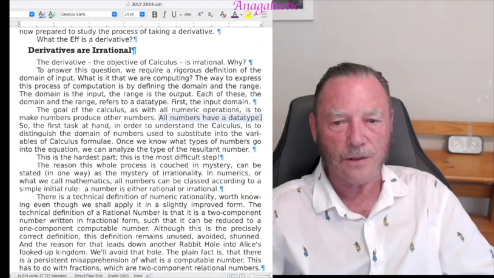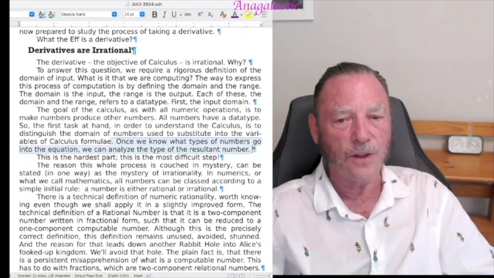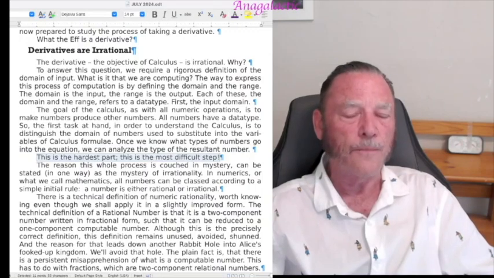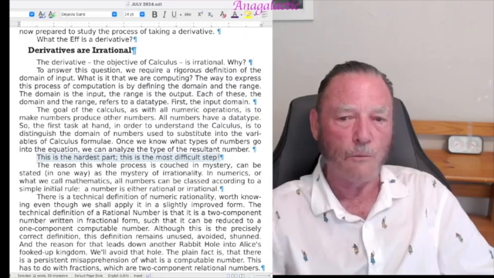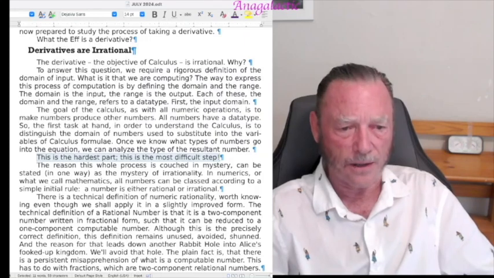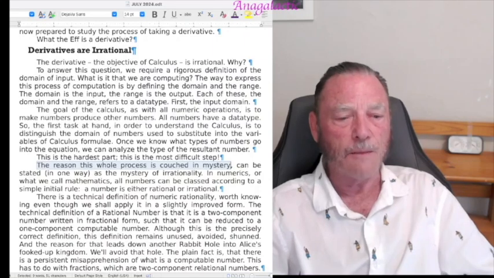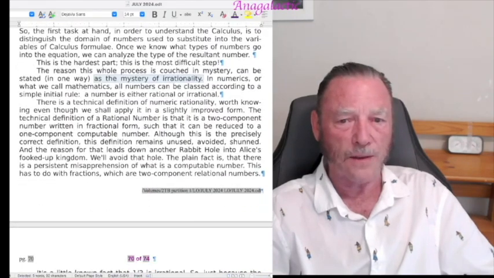All numbers have a data type. Once we know what types of numbers go into the equation, we can analyze the type of the resultant number. This is the hardest part in understanding the calculus, the difference between the domain data type and the range data type. The reason this whole process is couched in mystery can be stated, at least in one way, as the mystery of irrationality. That is actually the correct way to approach it, but that needs explanation.